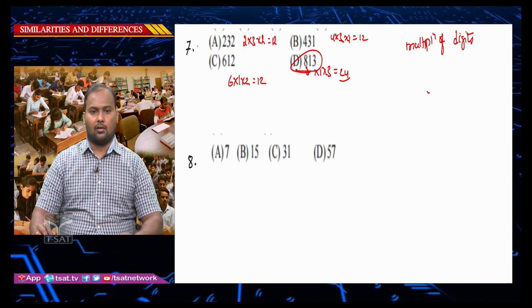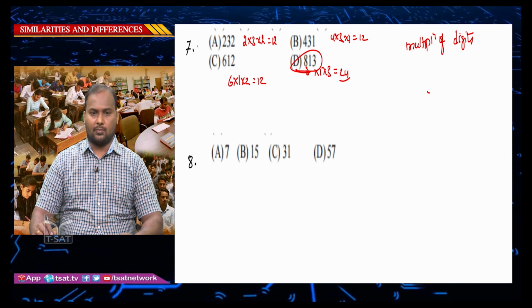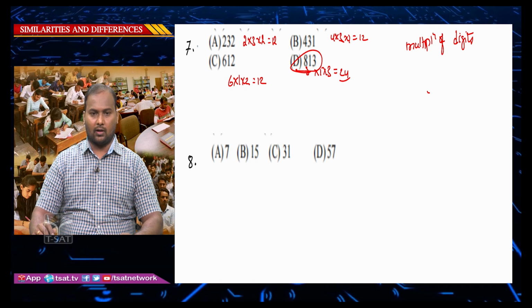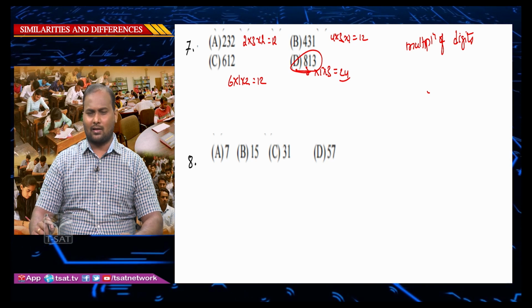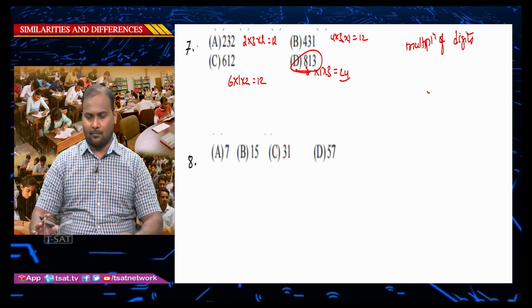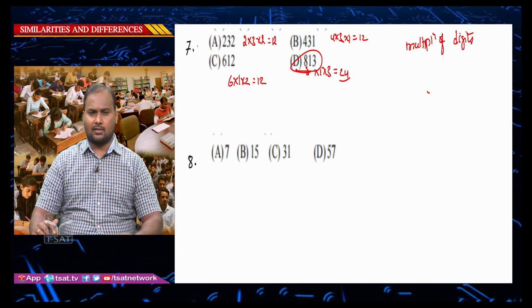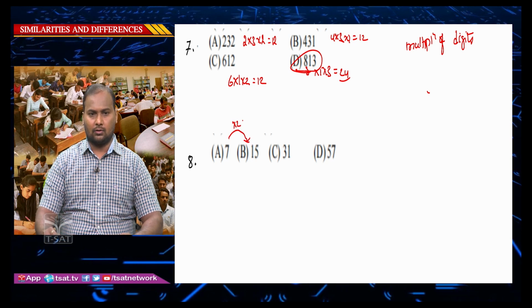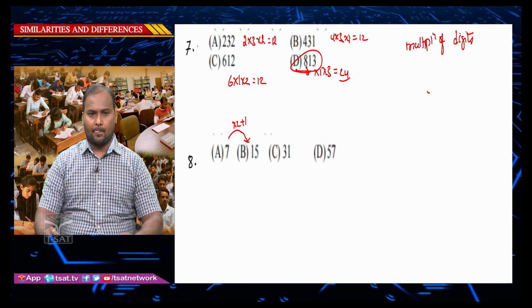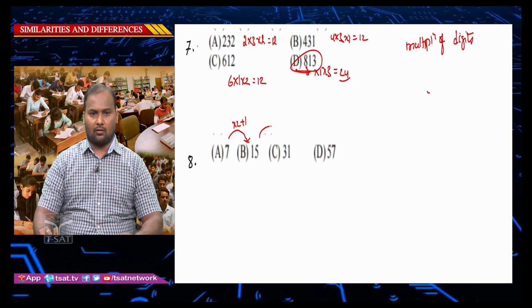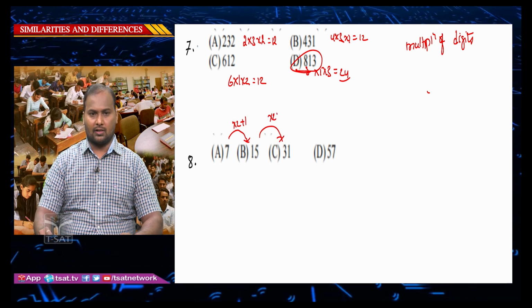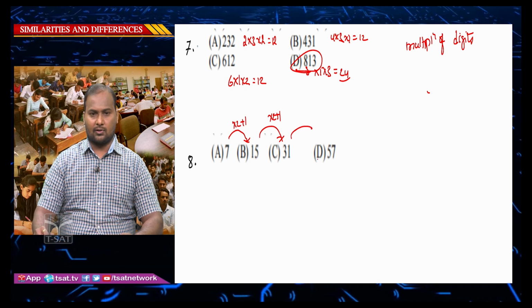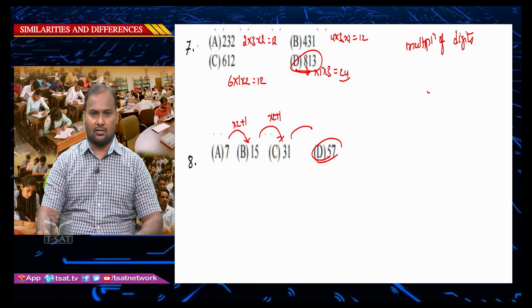Next question. If you see this question, the options are 7, 15, 31 and 57, right? If you carefully observe these numbers, all are different numbers. The problem is some students think that here 7, here 15, so it is multiplied by 2 plus 1. It's a combination of multiplication and addition. Or 15, 31 into 2 plus 1. This is not possible. So answer is option D. No, this is not the logic.